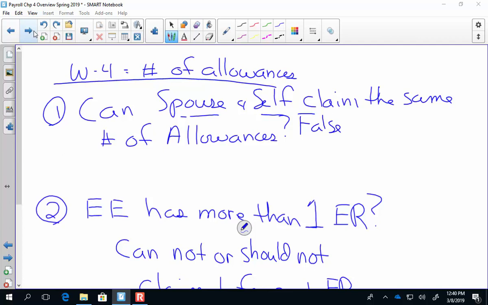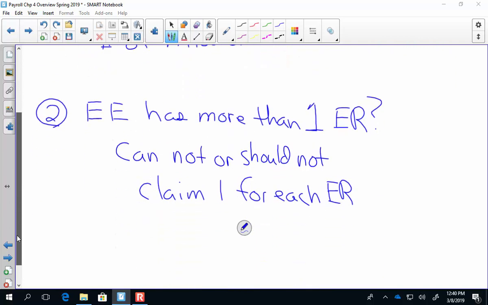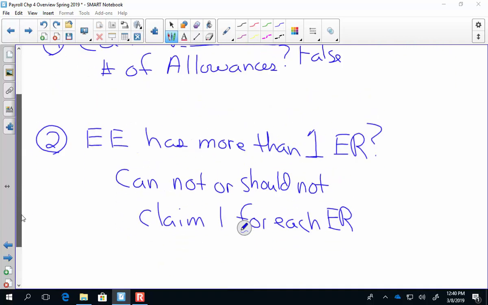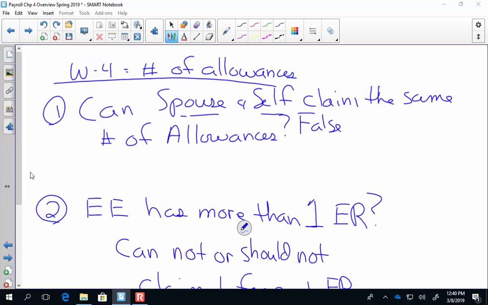Also, you can claim your spouse and self. And I'm thinking this is another self-study quiz. Yep, this is 4.2. Oh, no, I guess not. This is not a self-study quiz. This is just another couple questions. Can a spouse and self claim the same number of allowances? Ideally, it should be no, it should not. You can claim yourself and how many allowances you're going to take, and your spouse would do the same.